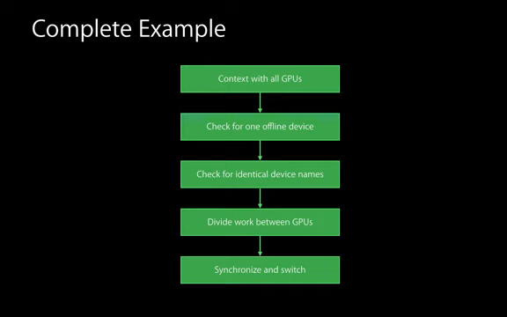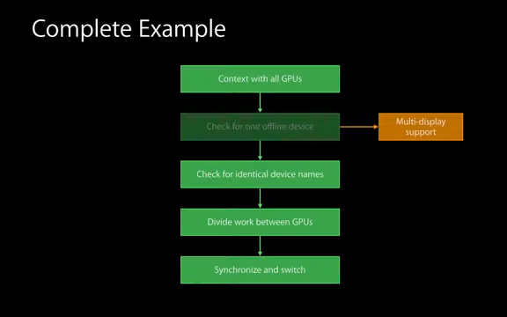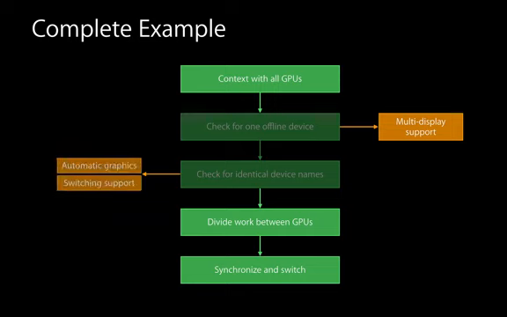Once I've determined that I'm on a new Mac Pro, then I have to be concerned about dividing work between the GPUs and then synchronizing the results. So if I fail that first check, I'm going to take a look at supporting multiple displays. And if the second check doesn't work out, then I might have to be concerned about automatic graphics switching. Okay, so let me show you a multi-GPU example now.